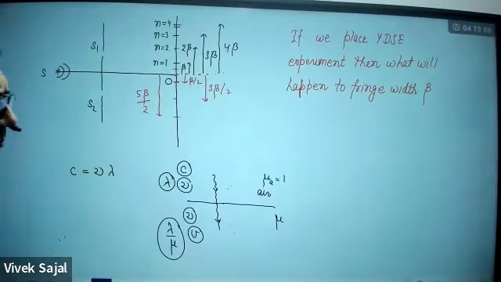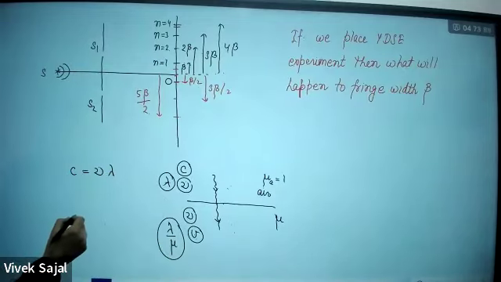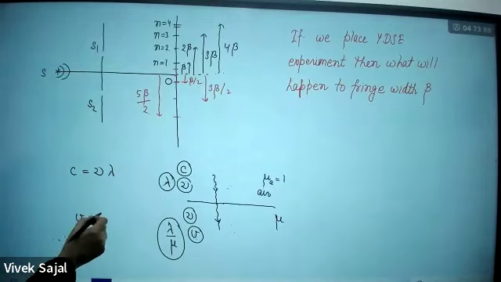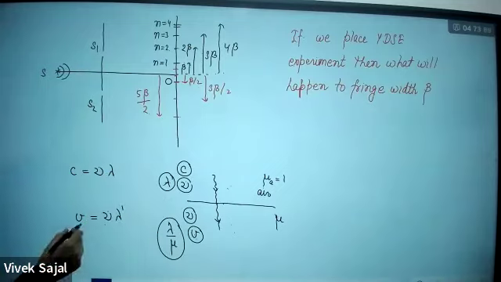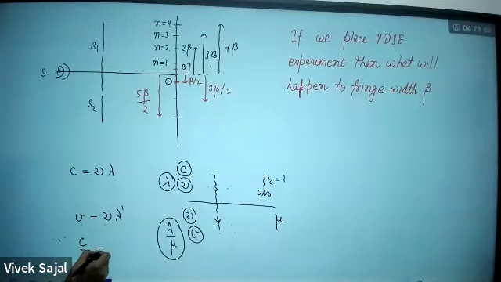In a very simple way, I am telling you. What will be lambda here? The formula will be the same here: v equals nu lambda prime. What will be v when light moves from one medium to another medium? From the definition of mu, you know that this will be c upon mu. So this will be nu here.